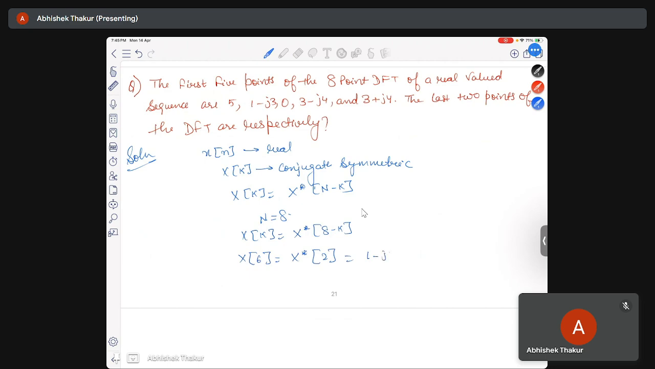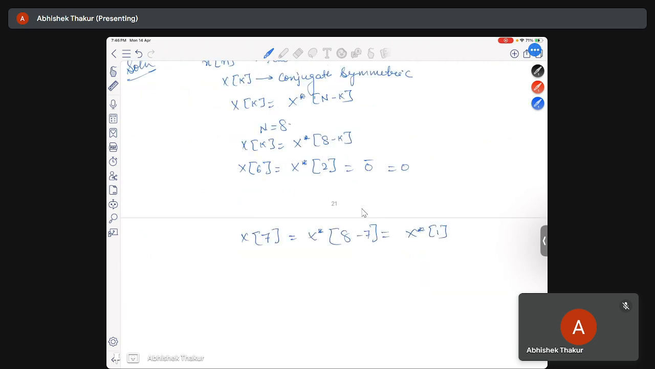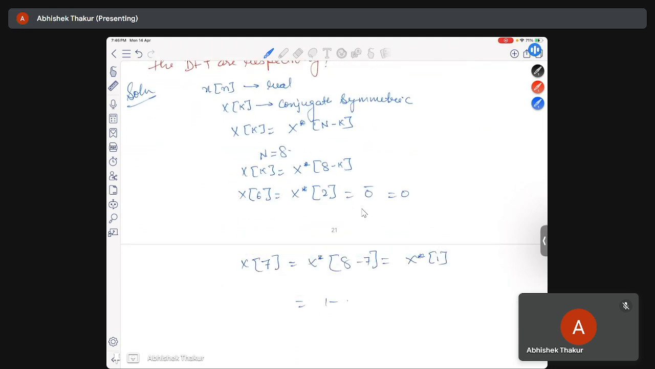So that is 1 minus J3 conjugate, so it will become 1 plus, sorry, 5 comma 1 minus J3, 0. Sorry, this is 0th index, first index and second index. So it is the conjugate of 0, so it will become 0. Now x of 7 is equal to x conjugate of 8 minus 7, so that is equal to x conjugate of 1. So this is the conjugate of 1 minus J3, so this is becoming 1 plus J3. Okay, in this way we can find.